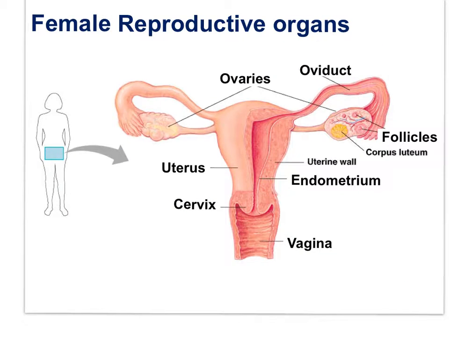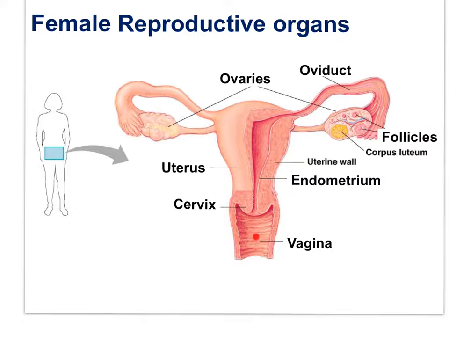In the same way that the male reproductive system has paired testes, the female reproductive system has paired ovaries. One here, one here. The oviduct connects the ovary to the uterus. The soft tissue lining the uterus is known as the endometrium. The uterus opens to the vagina through the cervix.